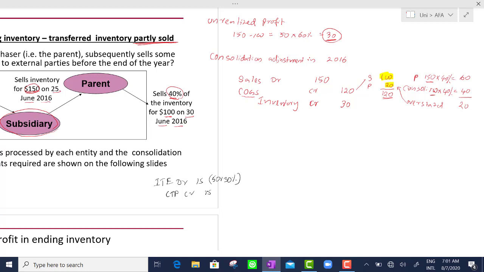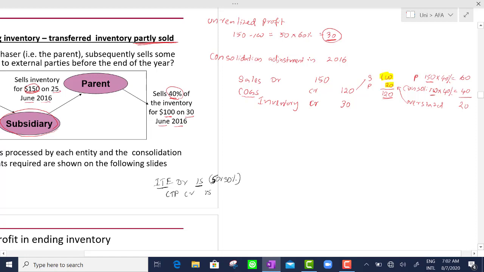Okay, now when it comes to the consolidation, or the group point of view, only 40% has been sold to the external customers. Only the 40% amount should be in the income tax expense, because from the group's point of view, 100% has not been sold. Only 40% has been sold. The income tax expense currently has the full amount, that is 100% of the 50, right? But what should remain is 40%, and 60% should be removed. 60% has not been sold, and the 40% that has been sold should be in this income tax expense account.